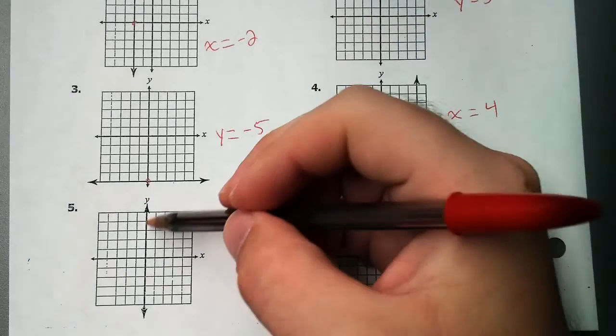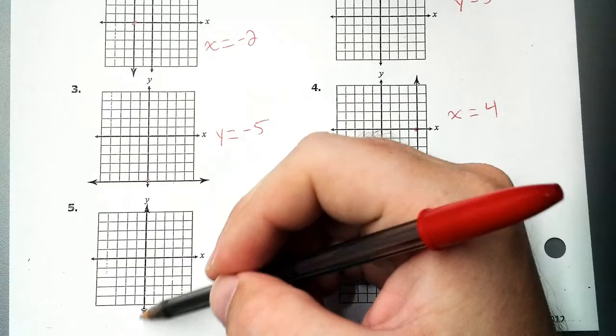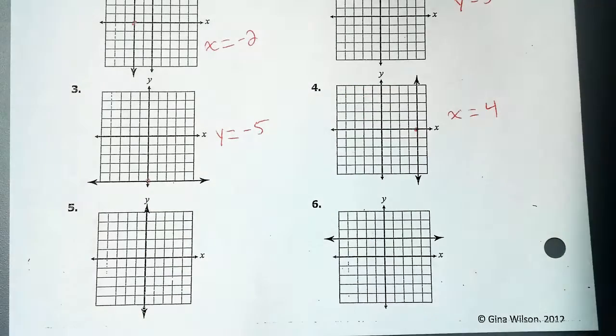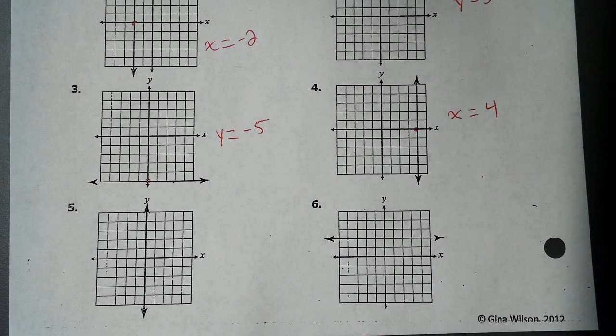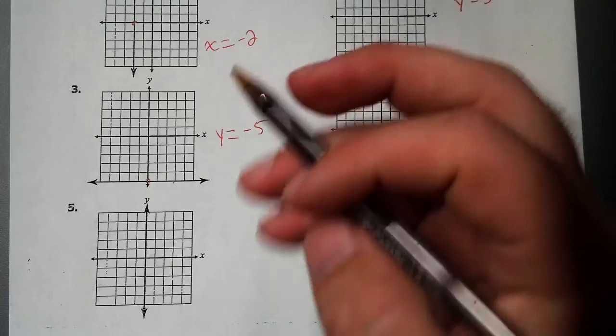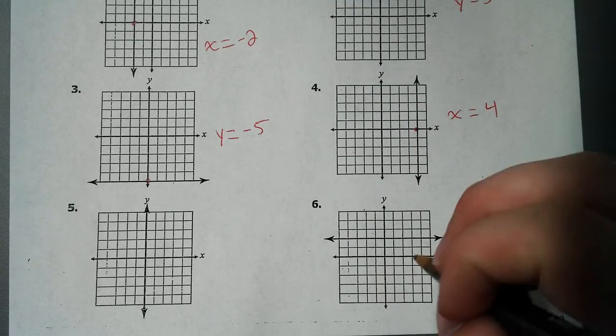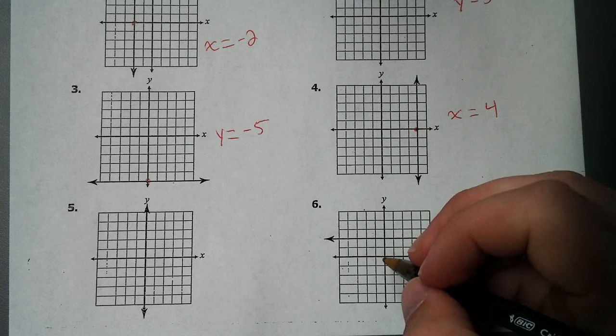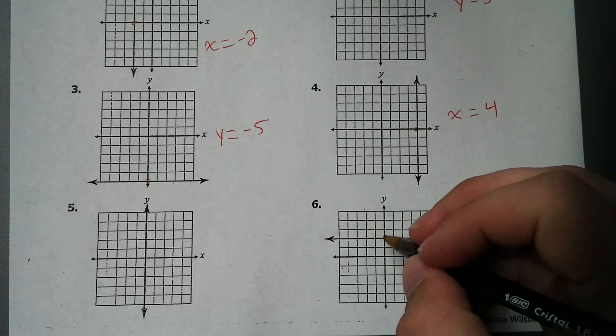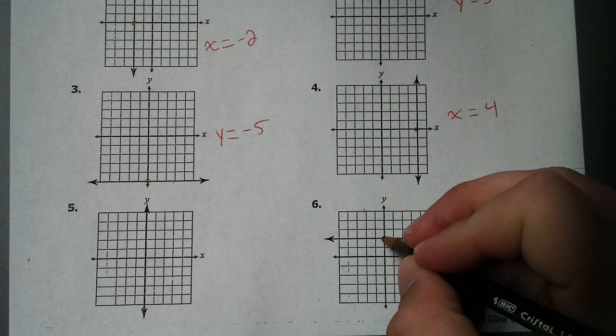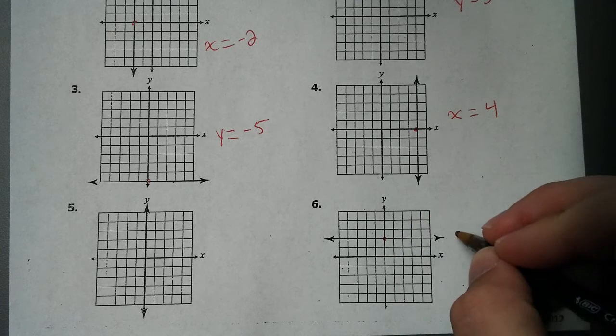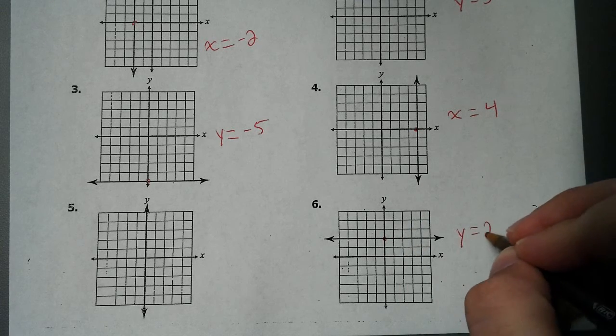Now, on 5, this one is on top of the y-axis. There's the arrows. Ready, set, go. Okay, I'm going to do 6 first because I'm pretty sure you got this one right. It only hits on one axis. It hits on the y-axis. It hits right there, y at positive 2, so this is just y equals 2.